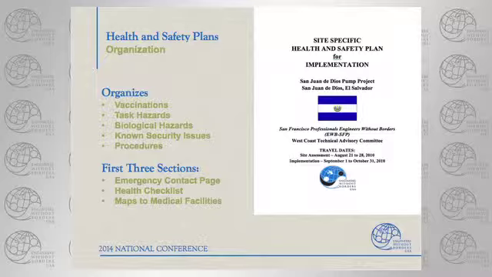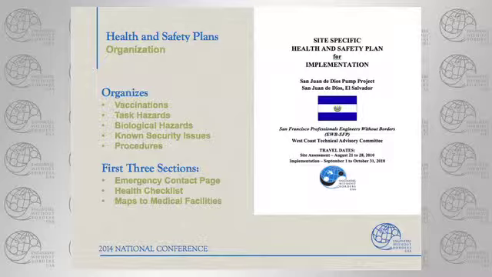So the first three sections, the three big sections that everyone in the field should know, is the emergency contact page. Who do you contact? What if you can't reach that person? Who's the next person you want to contact?